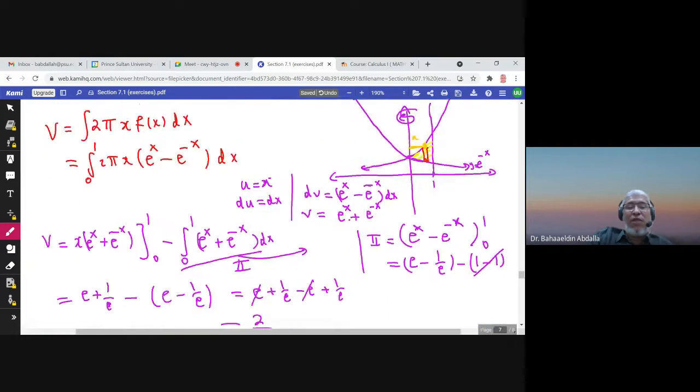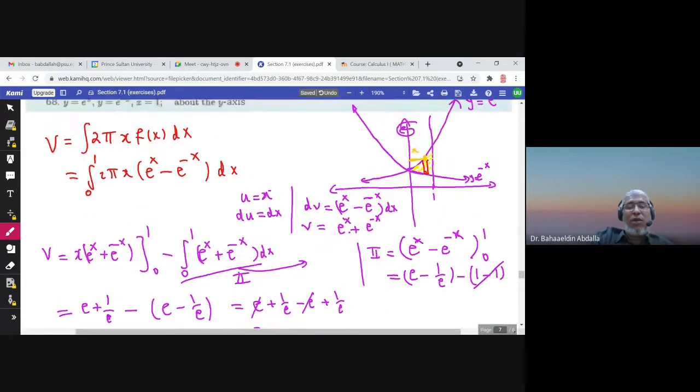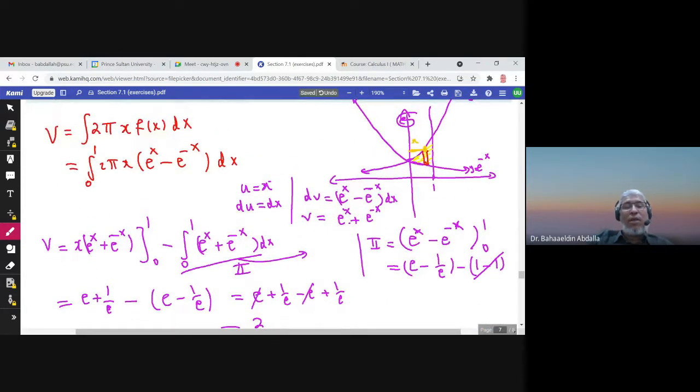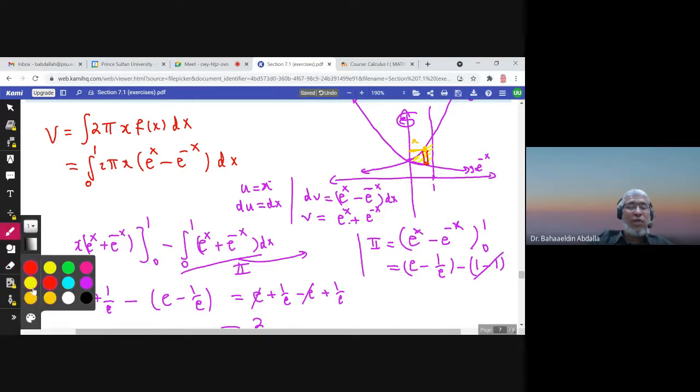I think I forgot something here. Yeah, I forgot the 2 pi. I did not take 2 pi into consideration. So the 2 pi is always there.